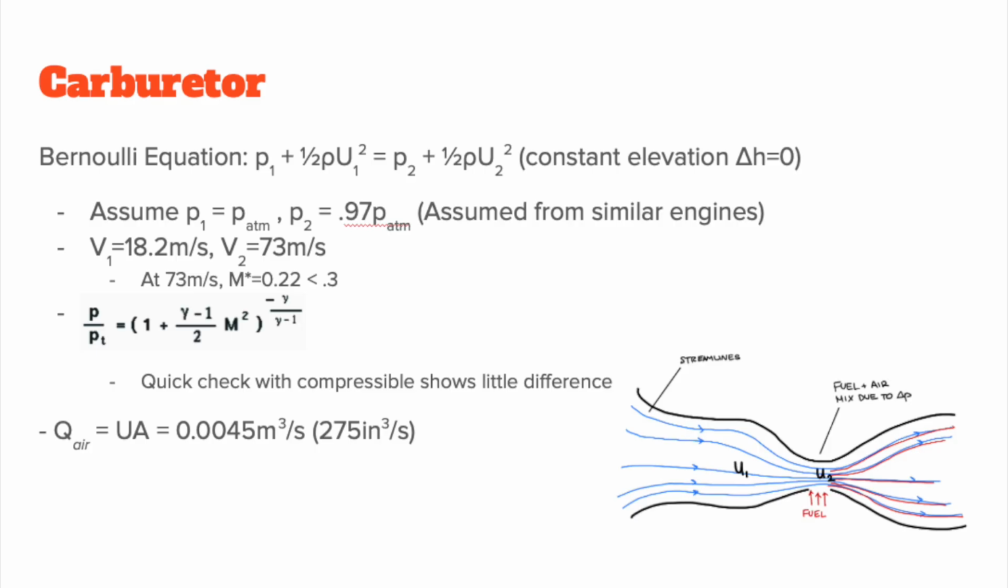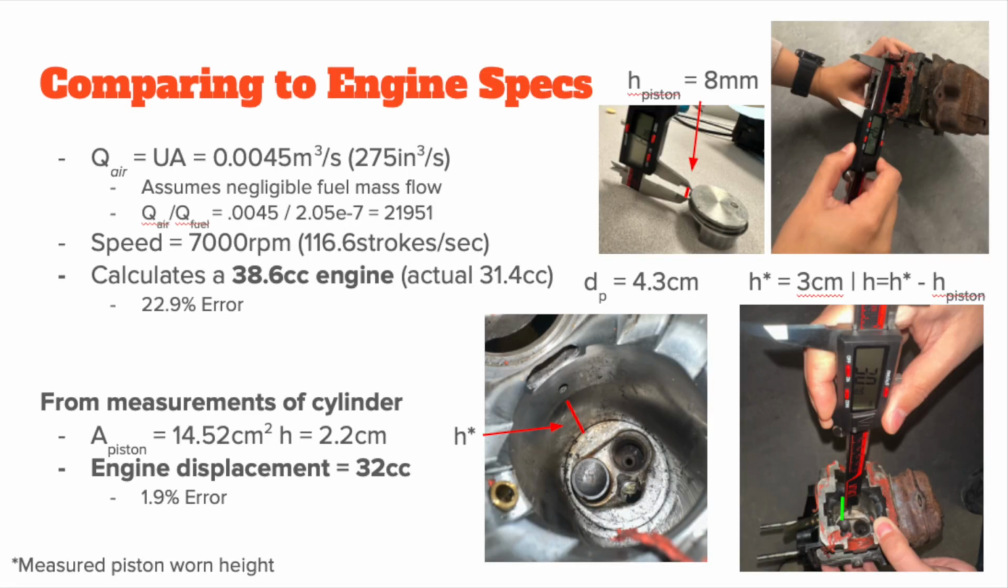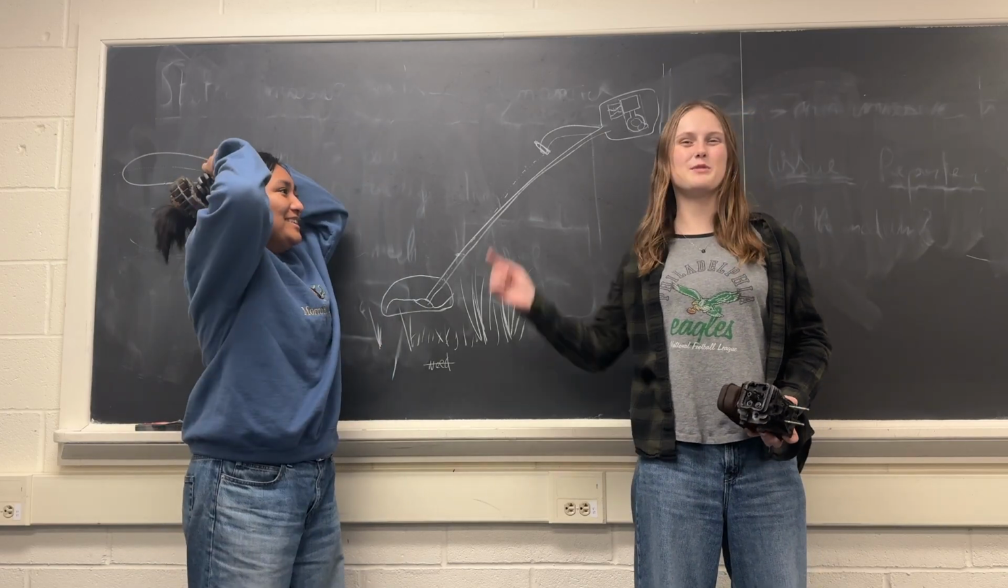This confirms our incompressible assumption, and a quick check with compressibility effects shows little change. From this, we can calculate an airflow rate of 0.0045 meters cubed per second. If we assume negligible fuel mass flow, we can calculate an engine displacement of 38.6 cc, which is higher than the engine spec of 31.4 cc. This is likely due to viscous losses in our steady flow assumption, as air is only drawn in during the intake stroke. A measurement of the cylinder finds an internal displacement of 32 centimeters cubed, which is extremely close to the spec. Whoa! That video is pretty cutting edge.